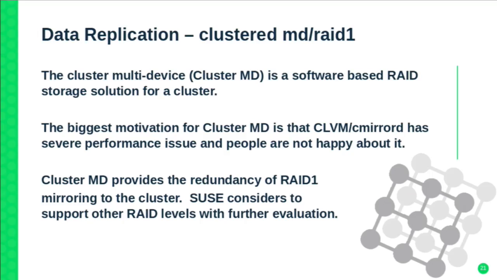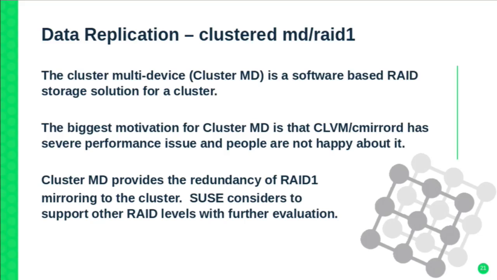Why do we need cluster MD? The question comes from customers. We receive lots of complaints from customers. They say the performance of clvm with cmirrord is not good. So cluster MD provides the redundancy of RAID 1, which is mirroring, across the whole cluster. As I said, we only support RAID 1, but we may consider supporting other RAID levels. The idea is to support maybe RAID 10, but not RAID 4, RAID 5, or RAID 6, because striped RAID is a little different.